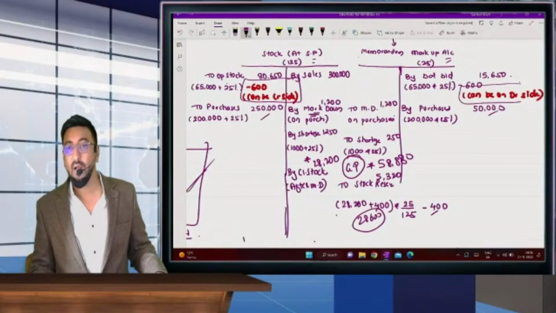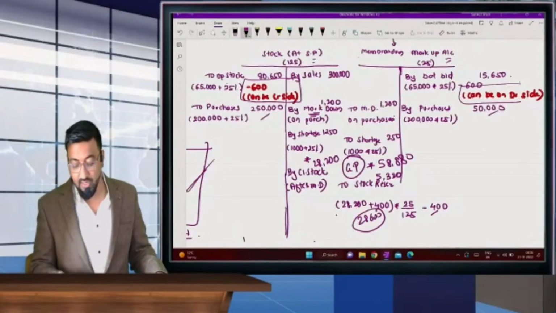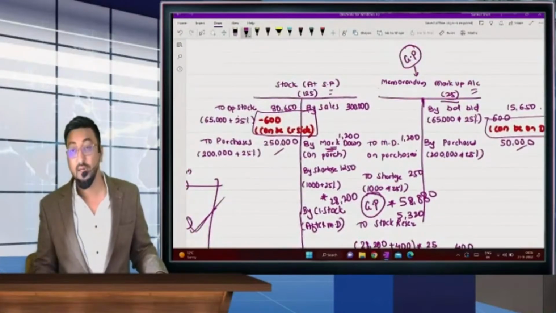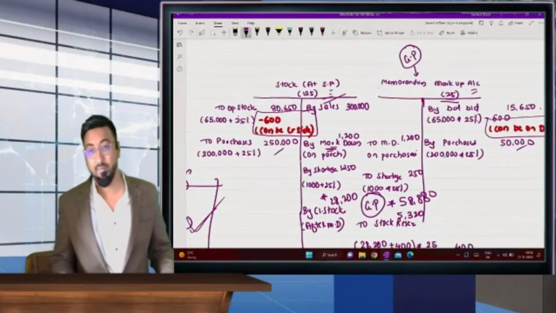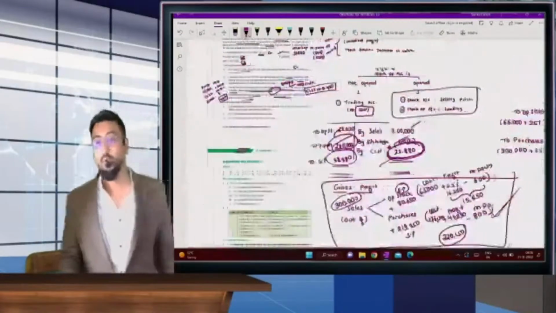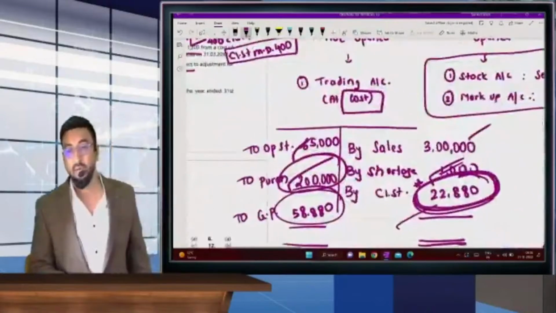So markup account is nothing but it's a unrealized profit, 25 rupees. 25 rupees is markup, and 125 rupees is a selling price. That is a stock account. And if you don't want to maintain this, you have trading account at cost.